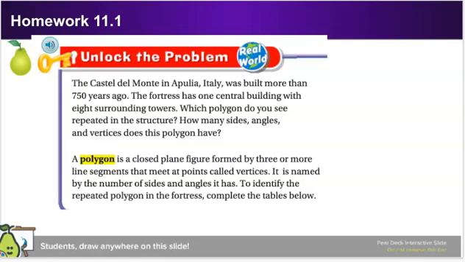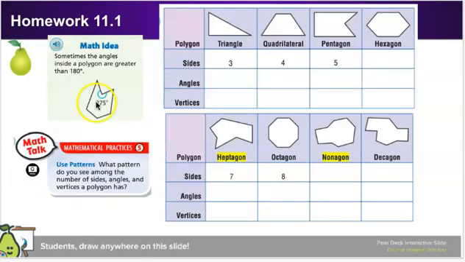A polygon is a closed plane figure formed by 3 or more line segments that meet at points called vertices. They're named by the number of sides and angles that they have, and to identify the repeated polygons in the fortress, you're going to complete the table below. We're going to take a look at the fortress, but first we need to learn what a polygon is. So here are your polygons, and I just want you to pause the video and study what makes these polygons. First I'm going to give you a clue: their shapes are closed.